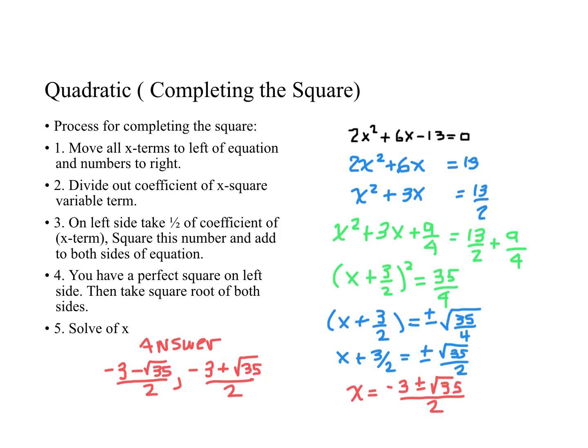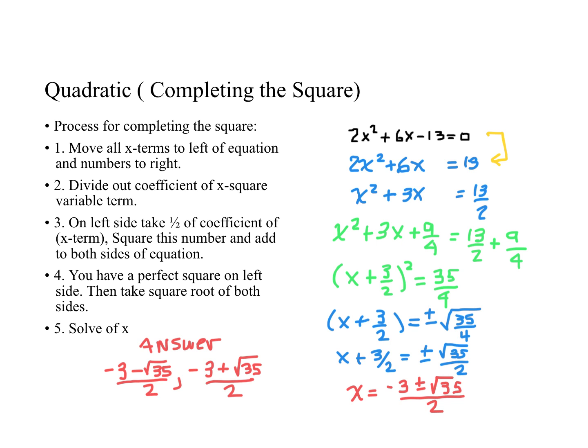So in this problem, we're learning how to complete the square. The process for completing the square is to move all of the x terms to the left of the equation and the numbers to the right. So in this problem, that's exactly what we did. We moved all of the x terms, the 2x squared plus 6x is equal to 13. So we added 13 to both sides of the equation.